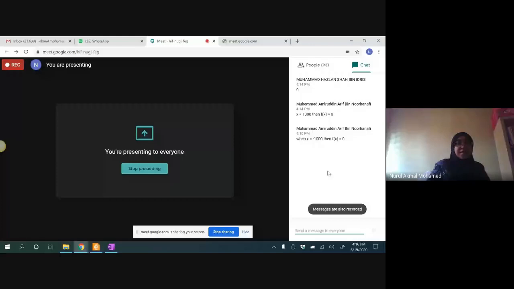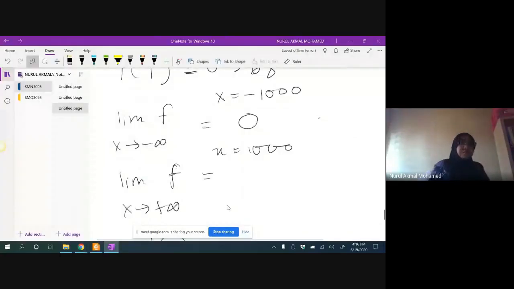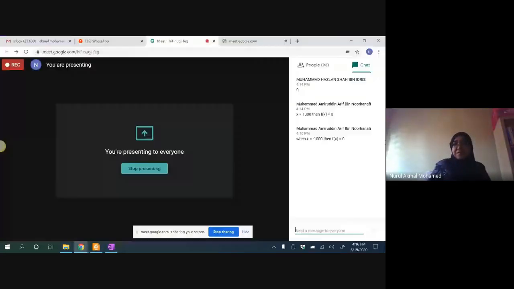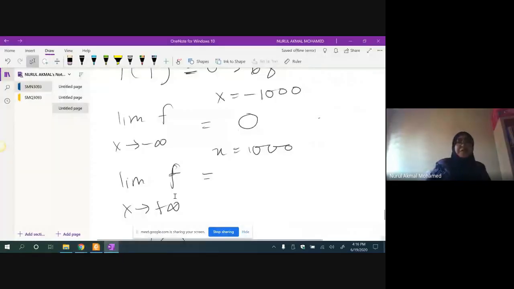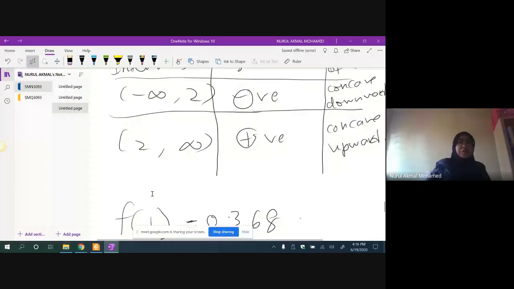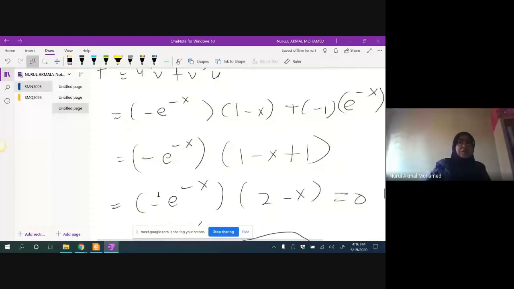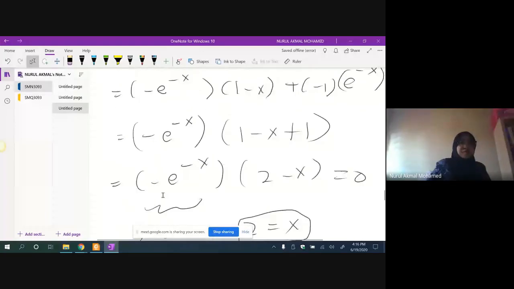f is zero when x is negative infinity. So this one will be zero. What about this one? For x positive, f will be zero as well. Both give you zero. This one gives you zero as well. So f of 1 is what? f of 1 is this.